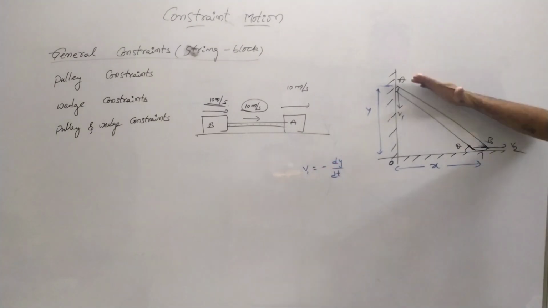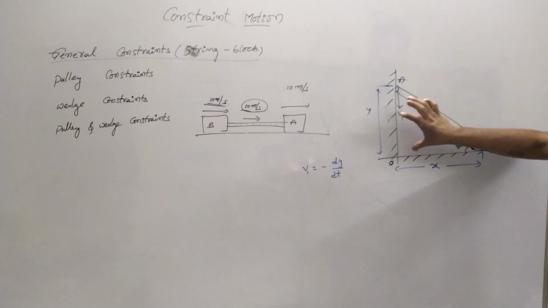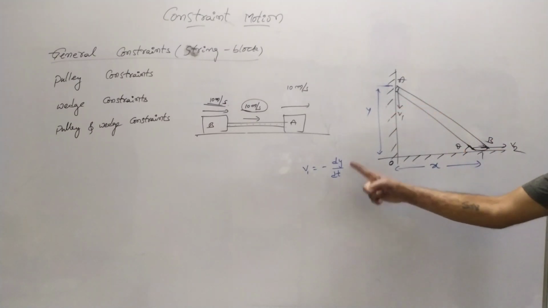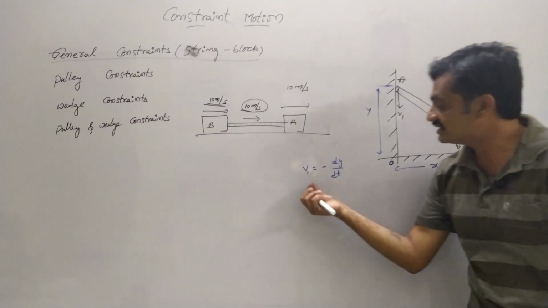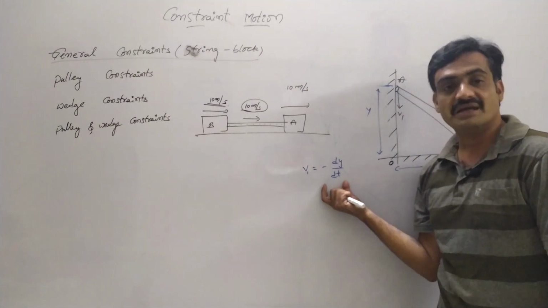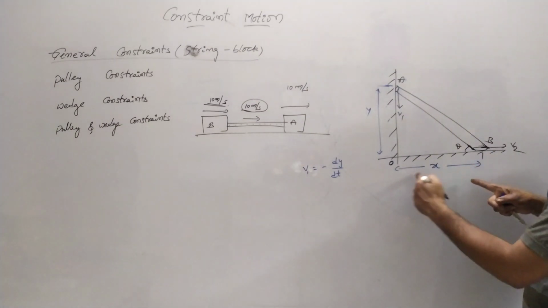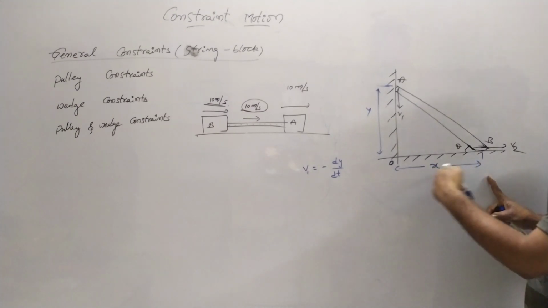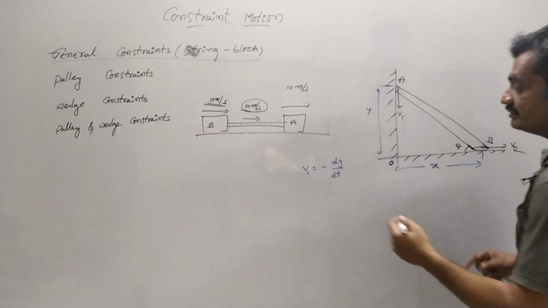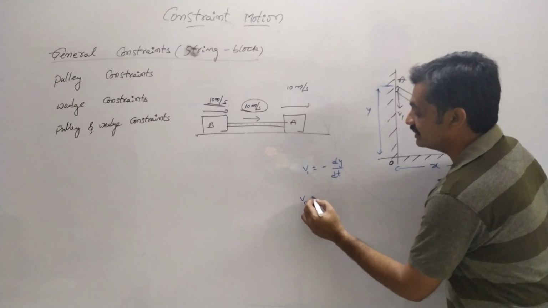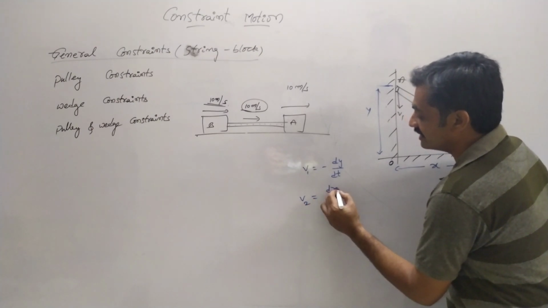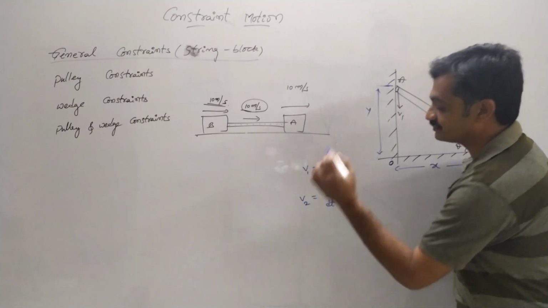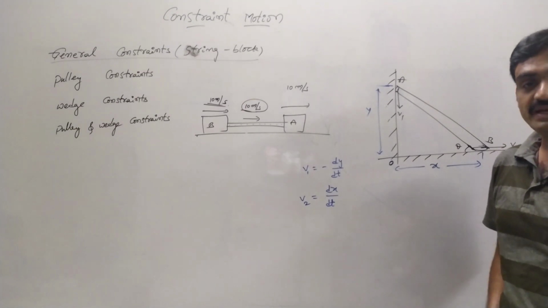Why? Because the rod is sliding in the downward direction, which means the displacement is decreasing with respect to time. So we can represent v1 equals minus dy by dt. Whereas along the x-axis the displacement is increasing. So we can represent it as v2 equals dx by dt.